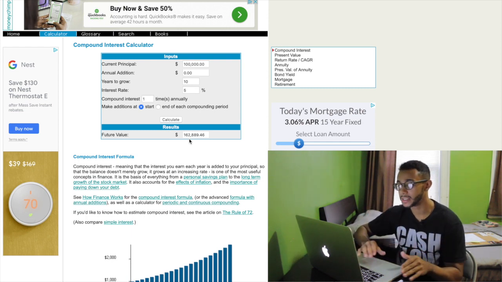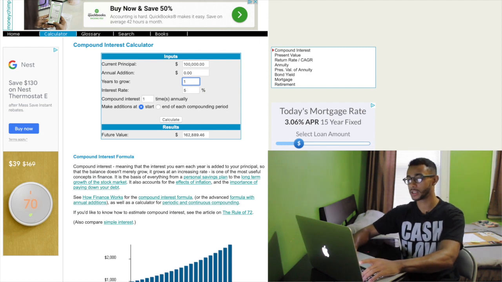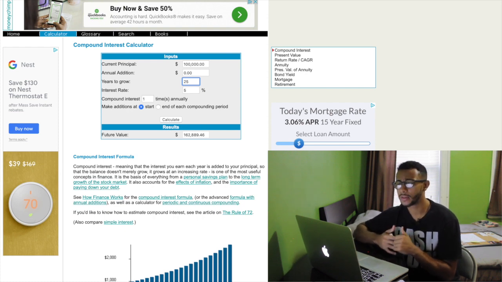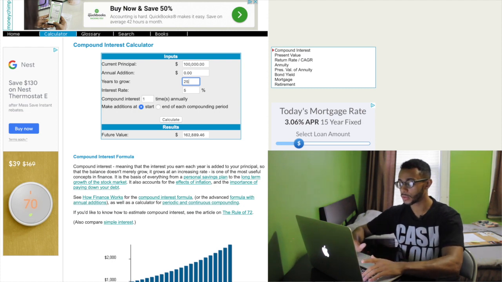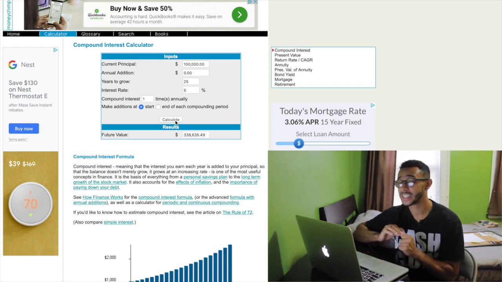It's crazy. Now, if we give it even more time to grow and more time to compound interest, let's just say 25 years. I'm 23 years old right now, and after 25 years, I'll be 48 years old. So if I gave it until I was 48 years old, I would have a big amount of $338,635.49.